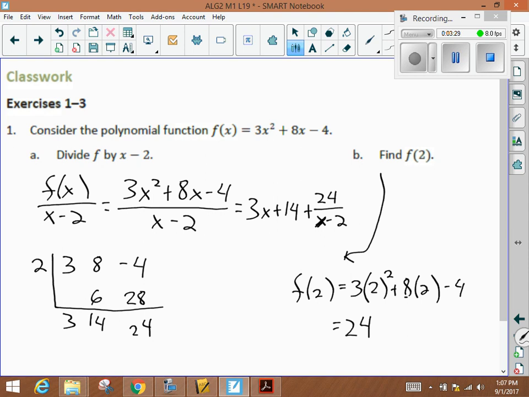Interesting, interesting. Do you see how this is our remainder? But there's something even cooler going on, and that is that this number, this f of 2, I got that from there. We're going to see a pattern start to form as we work through these examples.